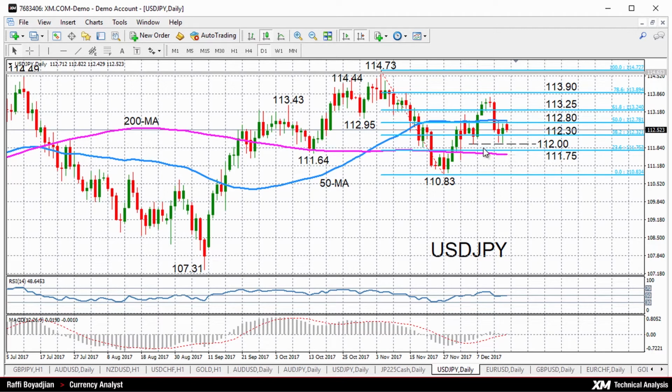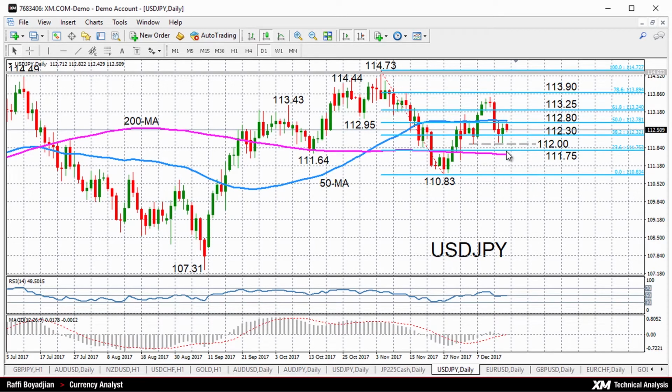To the downside, we are seeing immediate support at 112.30, that's the 38.2% Fibonacci, as well as the 112 level. We can see the 112 handle has held as a strong support area 3 times over the past week, and below that we have the 200-day moving average at around 111.60.